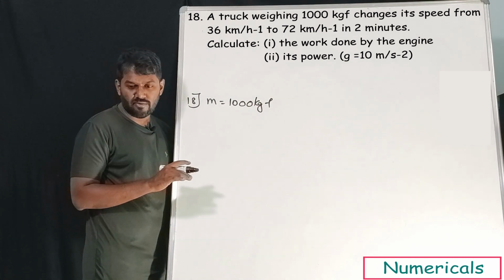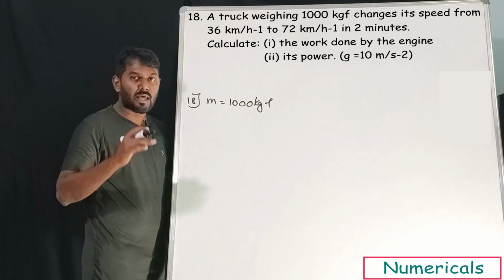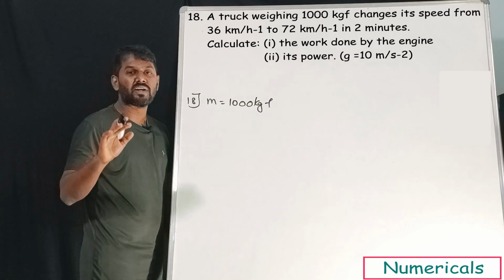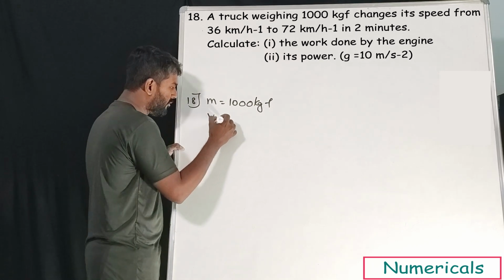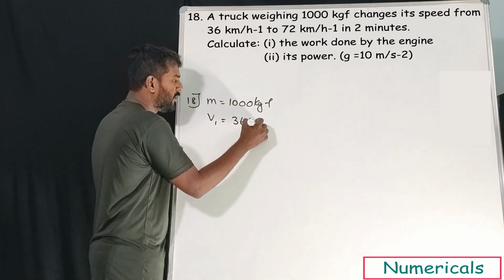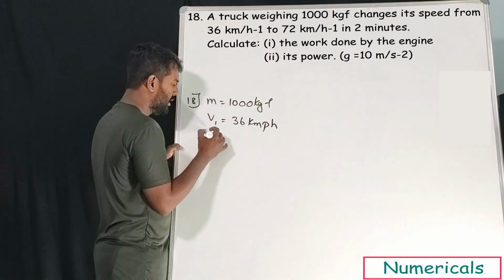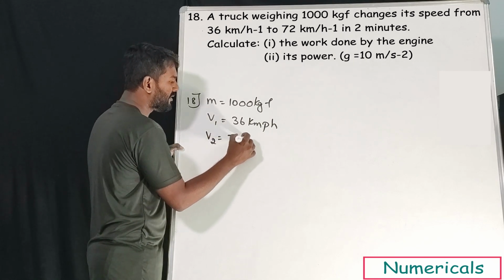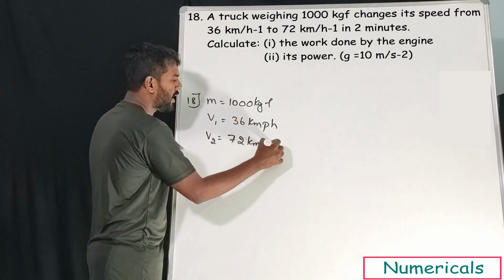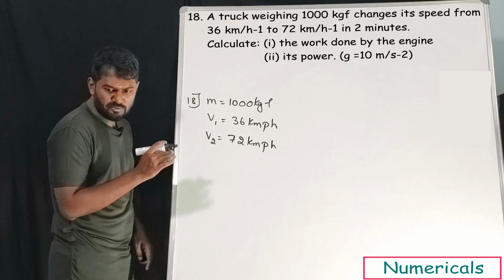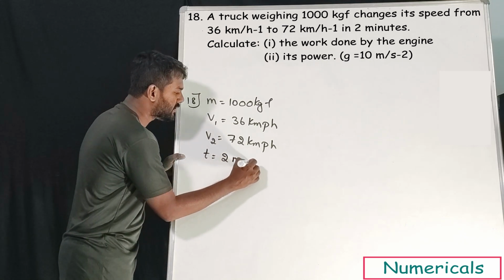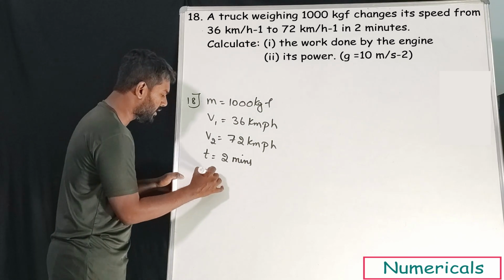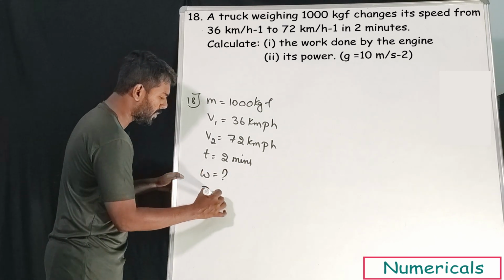Next, initially it was traveling at 36 km per hour, then accelerated to 72 km per hour. So we have two speeds. We can write V1 as 36 km per hour, then V2 will be 72 km per hour. These are the given data, and time is also given as 2 minutes. We need to find work done and power.